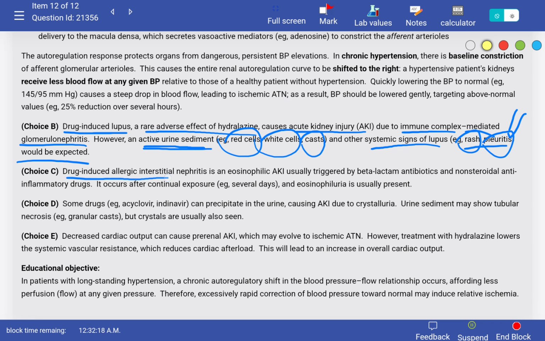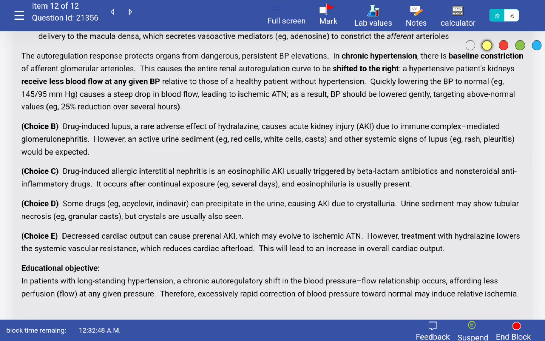Why not option C? Drug induced allergic interstitial nephritis is an eosinophilic acute kidney injury, usually triggered by beta lactam antibiotics and NSAIDs. It occurs after continual exposure of several days, and eosinophiluria is present. High levels of eosinophils. This is an allergic type of nephritis, important. So that's why the eosinophil count will be high.